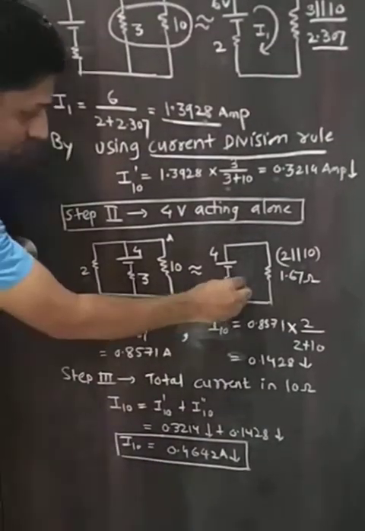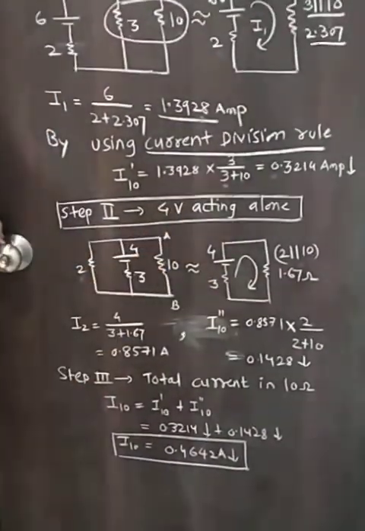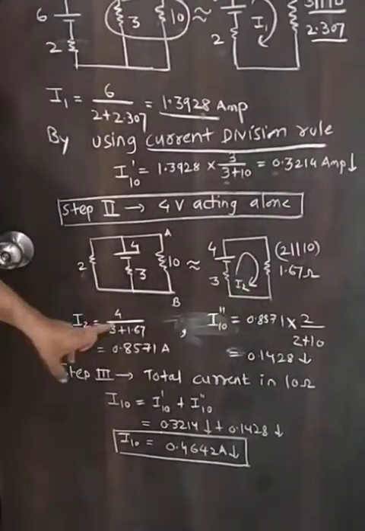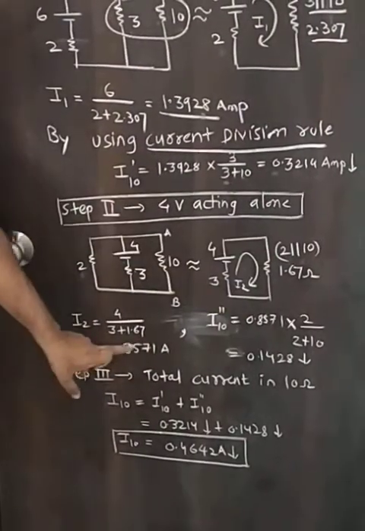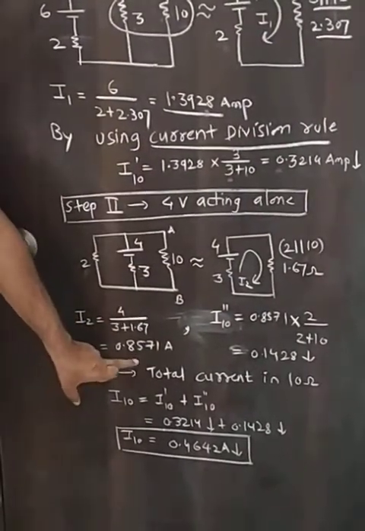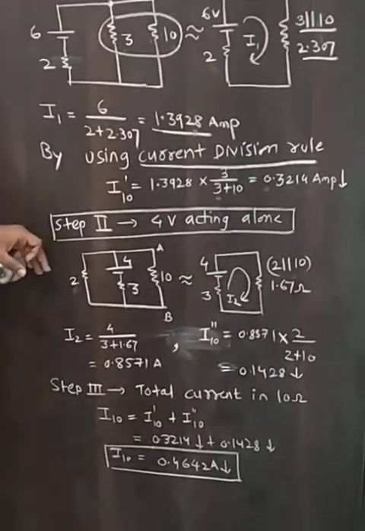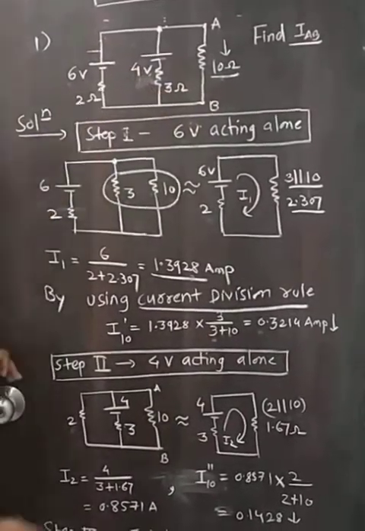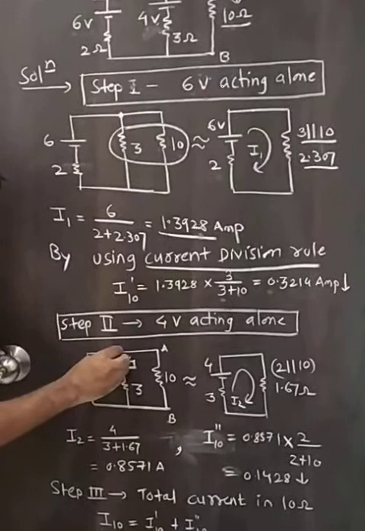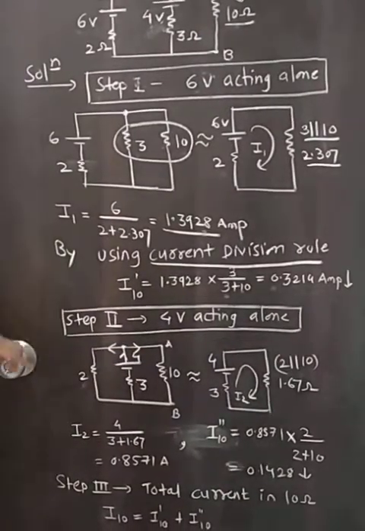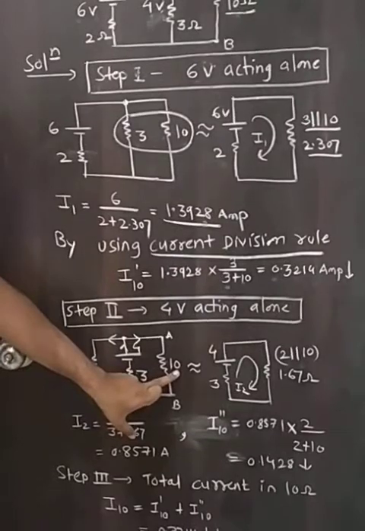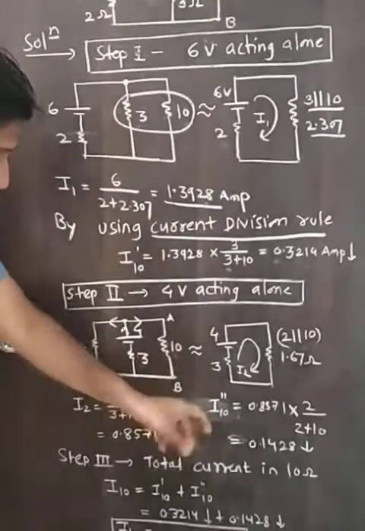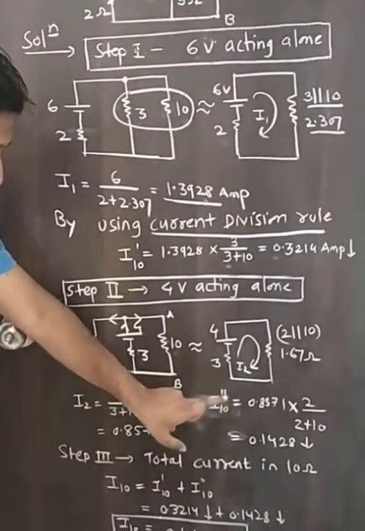Again we have to find the total current because of this 4 volt in this circuit. It is denoted by I2. I2 is equal to 4 divided by 3 plus 1.67, so it becomes 0.8571. But here again we have to find the current flowing through the 10 ohm branch because of this 4 volt. This current is divided after this point into these two branches. So again we have to apply the current division rule. The current flowing through the 10 ohm branch because of this second voltage source is shown by double dash.